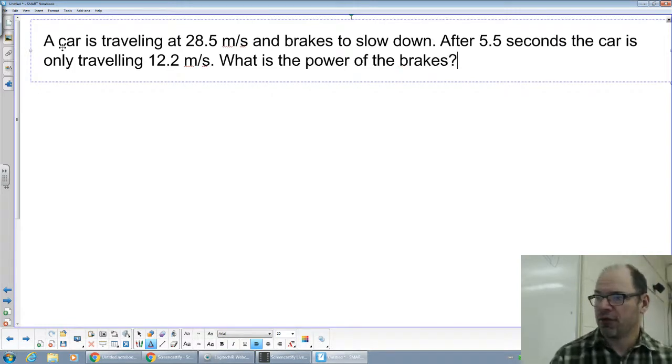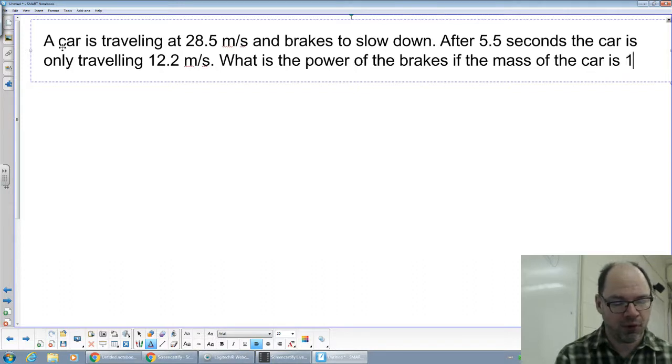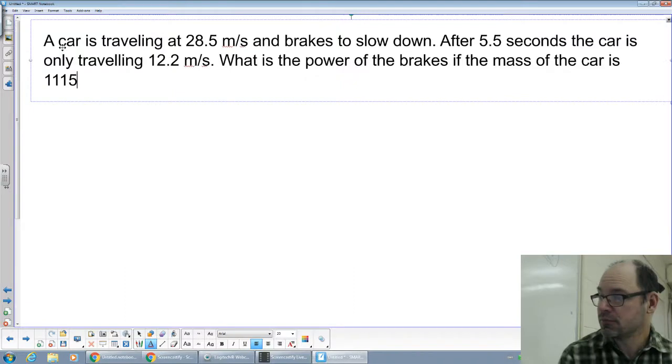Power of the brakes. So in this case, we have a change in energy. We don't have it going all the way down to 0. So we have the car. Oh, we do need a mass of the car too. What is the power of the brakes if the mass of the car is 1,115 kilograms?